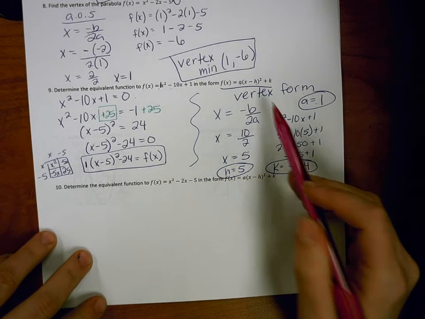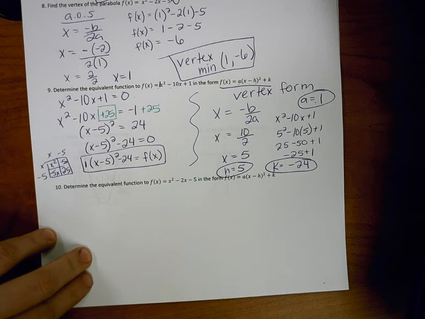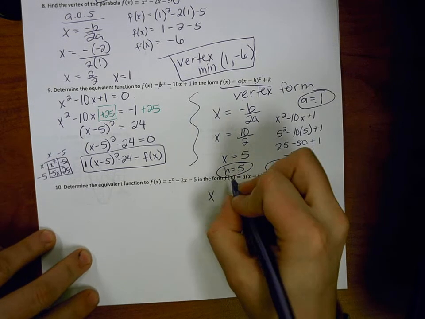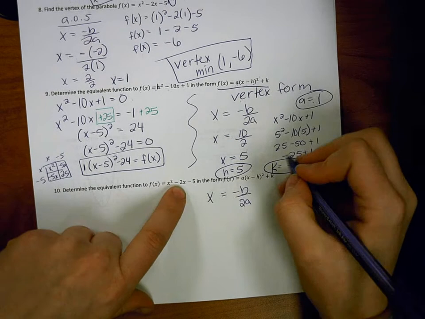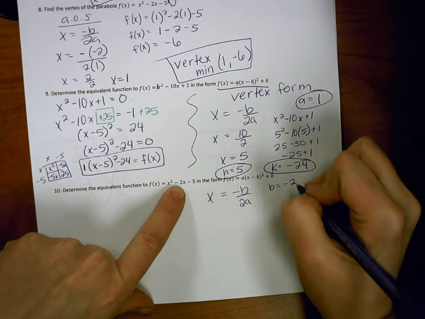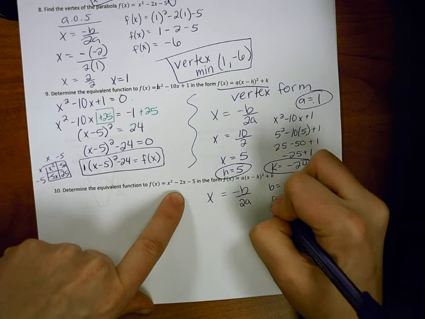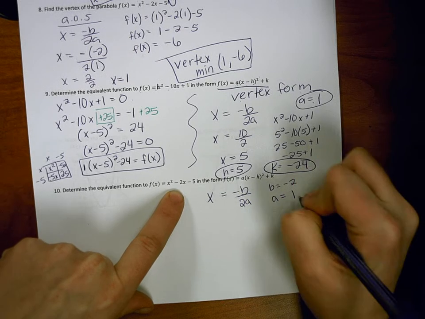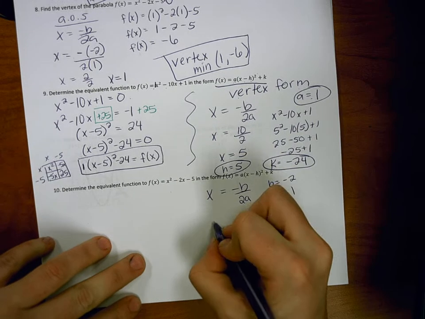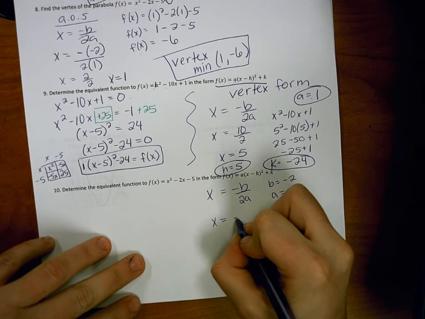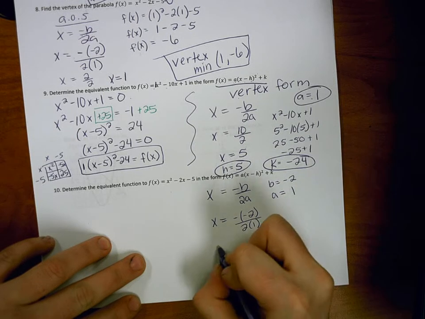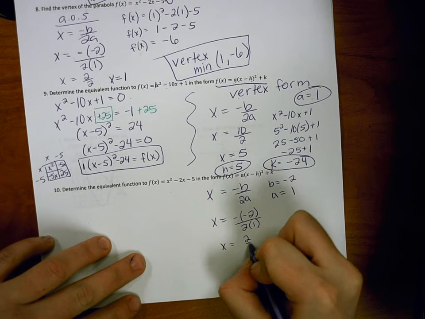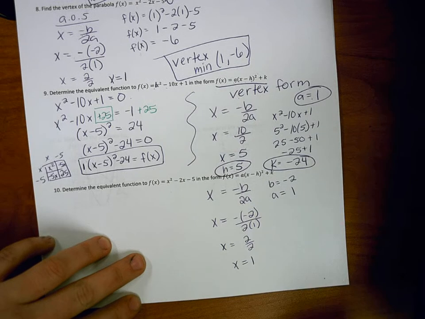Okay, so number 10 I'm going to do with my vertex form. B is equal to negative 2. A is equal to 1. Negative 2 over 2 times 1, 2 over 2. X equals 1.